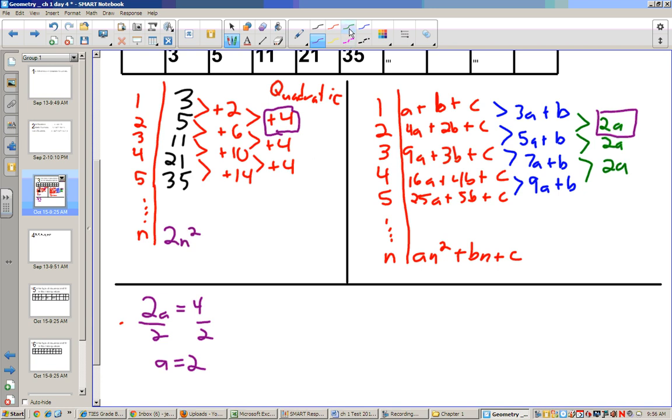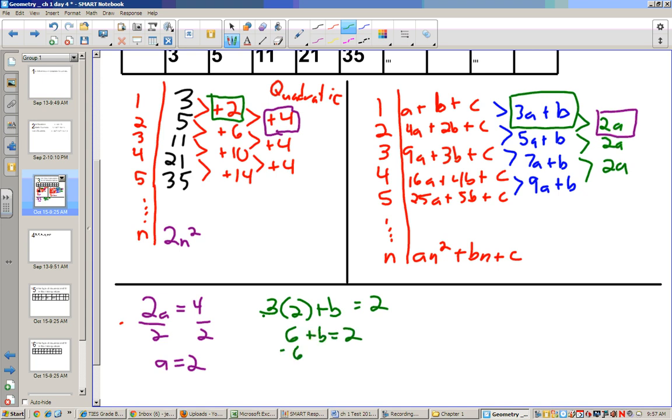So let's choose another color. Let's choose green. So if I know a is 2, then I know, if I look up here, 3 times 2 plus b. So 3 times 2 plus b. Now we have to think what matches this spot over here. Well, that's in the top position on the second column. So that's going to equal 2. So 3a plus b is equal to 2. So 3 times 2 is 6. 6 plus b equals 2. So if I subtract 6 from both sides, b is equal to negative 4.